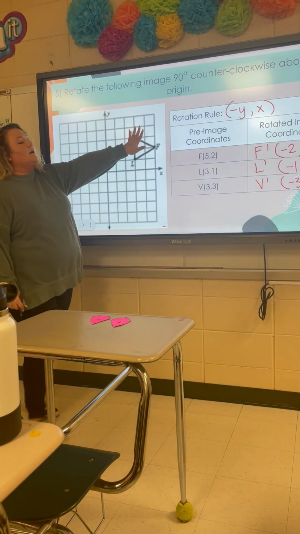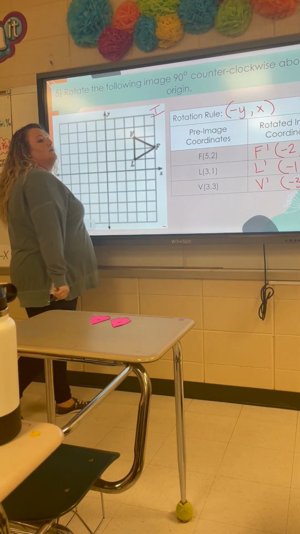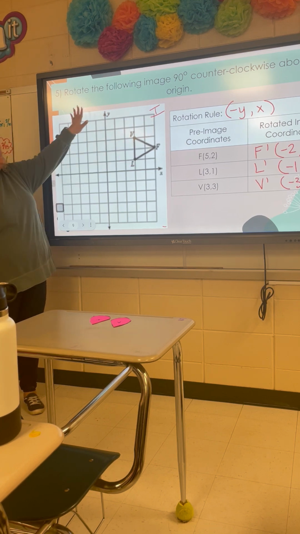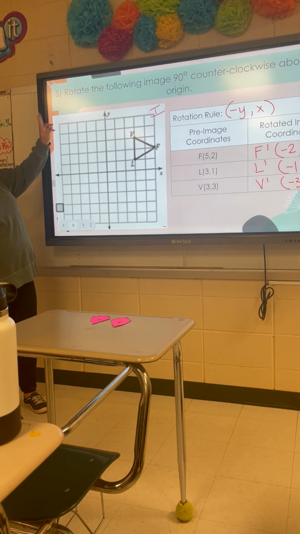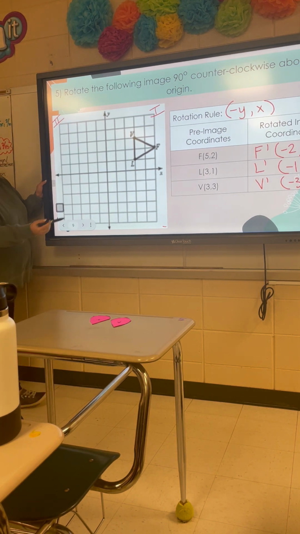And now we're ready to graph. We're starting out up here. What quadrant does this figure begin in? Quadrant 1. We're going to do a 90 counterclockwise. So we're going which direction? To the left 90. So we're going to end up in quadrant 2. Good.